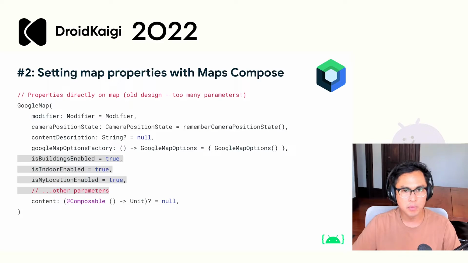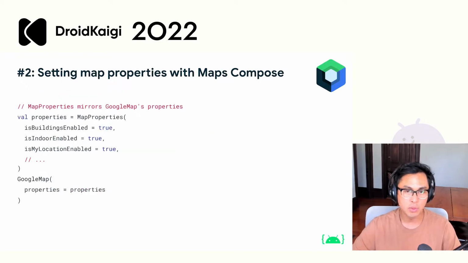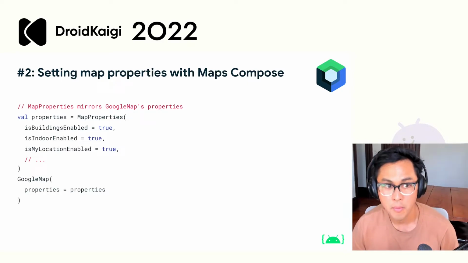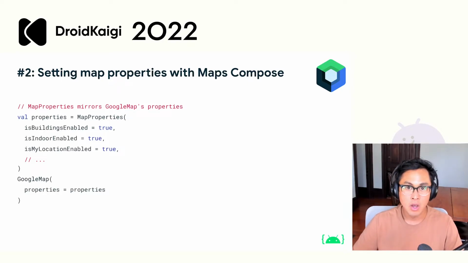There's really no optimal number of parameters to strive for, but in this case, we can reduce it and improve the usability by grouping related properties into a data class. And that's exactly what Maps Compose provides. Maps Compose introduces a new class called Map Properties, which has all the same properties as the Google Maps SDK object. The idea is that you would construct an instance of this and then provide it to the Google Map composable function.